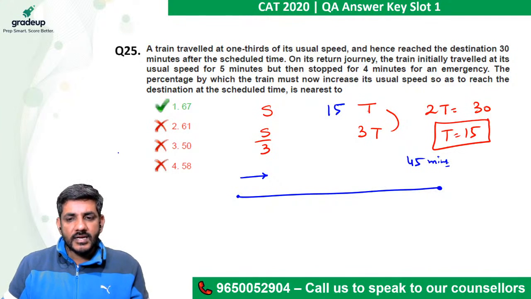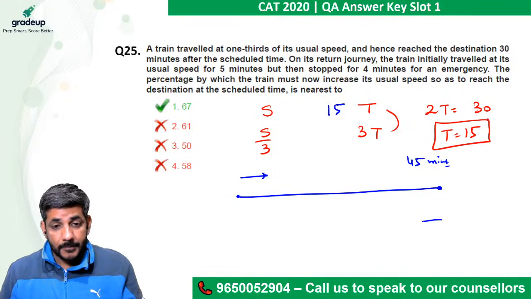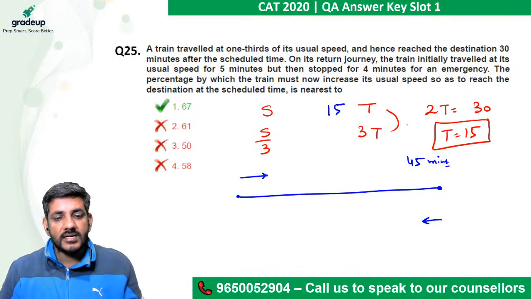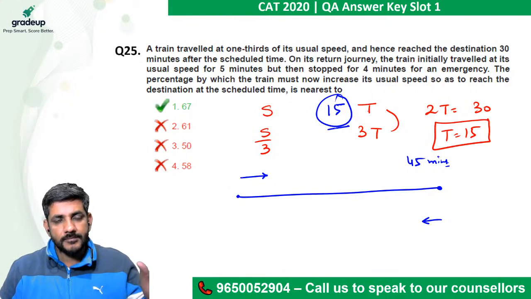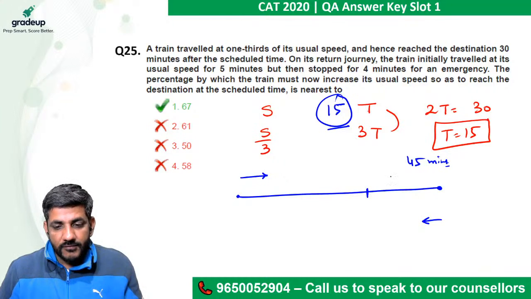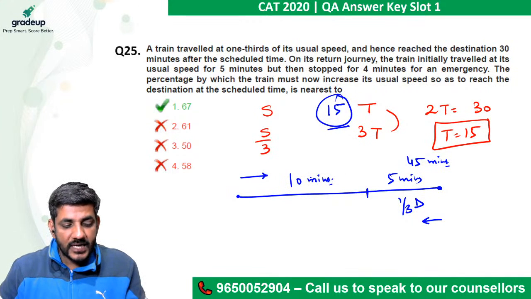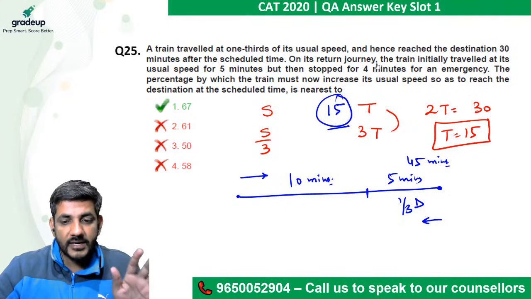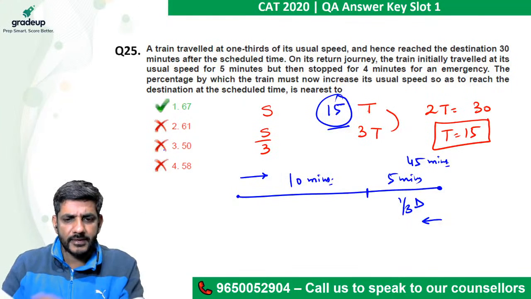On the return journey, the train initially traveled at the usual speed for 5 minutes. So while coming back, the normal time taken is 15 minutes to cover the whole stretch at the usual speed. But if you travel for 5 minutes, can I say you would cover 1/3 of the distance? And now only that much distance is remaining which can be covered at the usual speed in 10 minutes. The remaining distance can be covered at the usual speed in 10 more minutes.